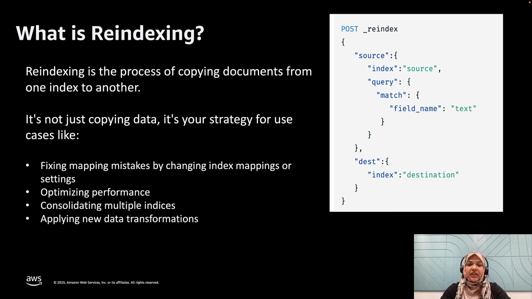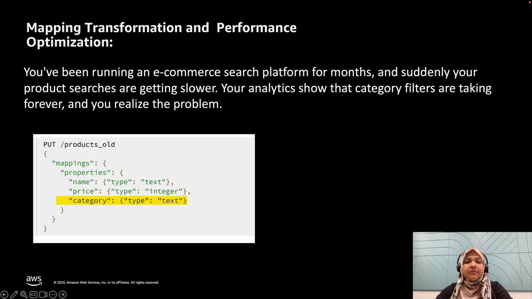It's not just copying data, it's your strategy for use cases like fixing mapping mistakes by changing index mappings or settings, optimizing performance, consolidating multiple indices, or applying new data transformations. Let's deep dive into the first use case, mapping transformation and performance optimization.